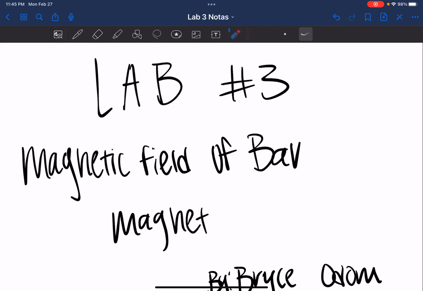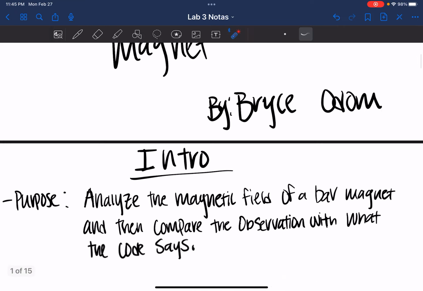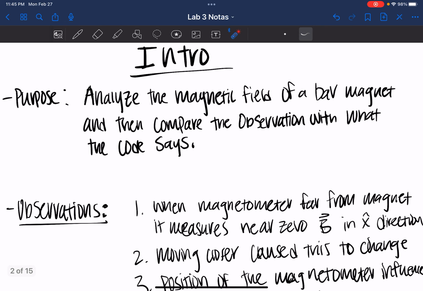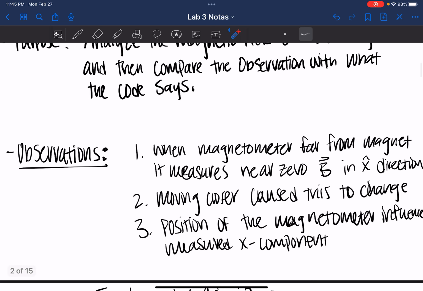Hi, my name is Bryce Odom, and this is Lab 3, the magnetic field of a bar magnet. The purpose was to analyze the magnetic field of a bar magnet and then compare the observation with what the code says. These are just some observations.